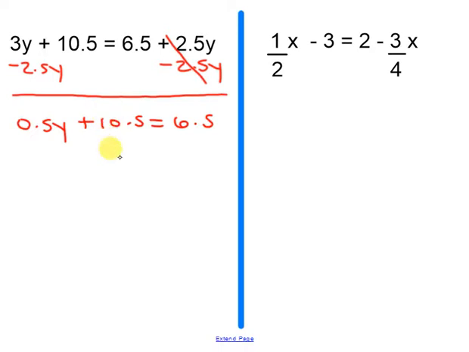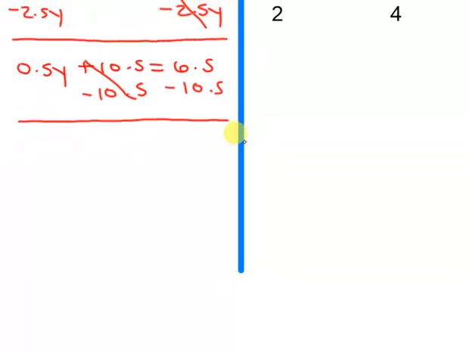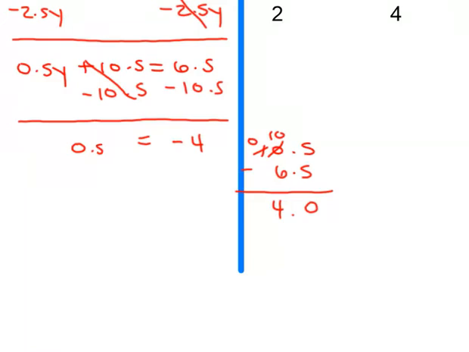Now we want to get the constants over to the right. So minus 10.5, minus 10.5. That's going to cancel. 6.5 minus 10.5. I'm going to work that out right here real quick. So we have 10.5 minus 6.5. 5 minus 5 is 0. We're going to borrow. So that's going to be 4.4, but that's going to be negative because the 10 was the bigger number. And then 0.5y.